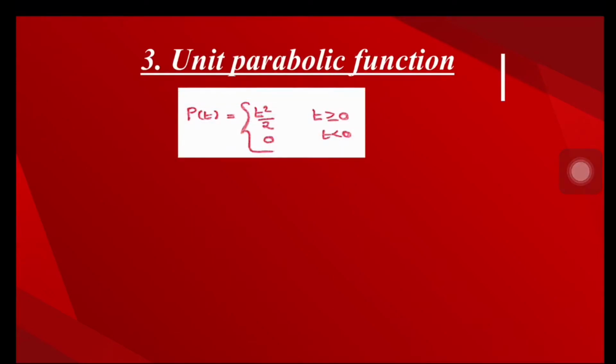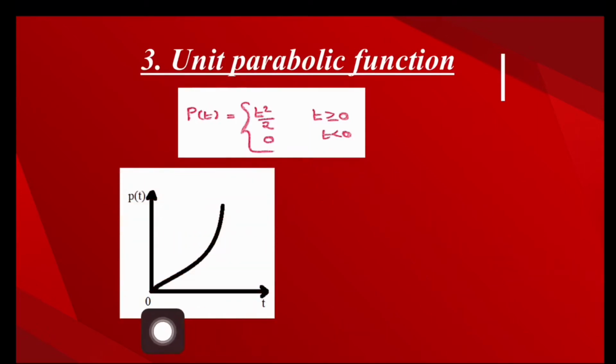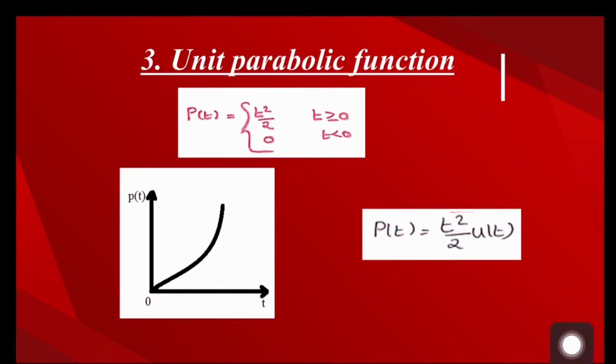Let me now take you to the next function, the unit parabolic function. It is represented by p of t and defined as t square by 2 for t greater than or equal to 0 and 0 for t less than 0. You can see the waveform of p of t here. Then by comparing expressions of p of t and u of t, we can write p of t is equal to t square by 2 u of t.